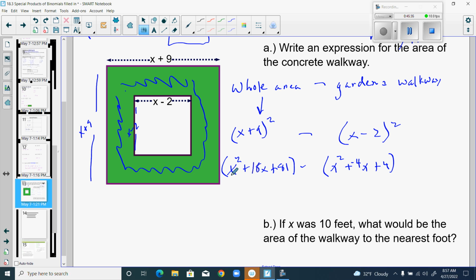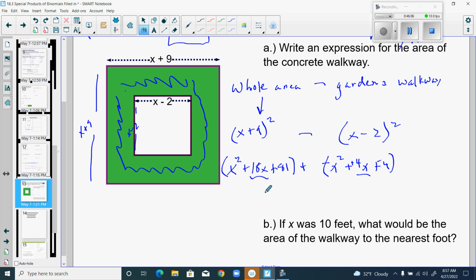And now when I combine like terms, my x squareds actually cancel out. X squared and x squared are gone. Okay. Then I have an 18x and a 4x that can be combined into a 22x. So my area is now equal to 22x. And then 81 minus 4 is equal to 77. This is the expression for the area of the concrete walkway.